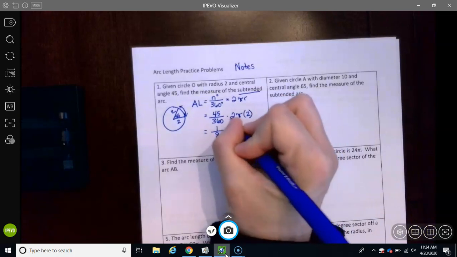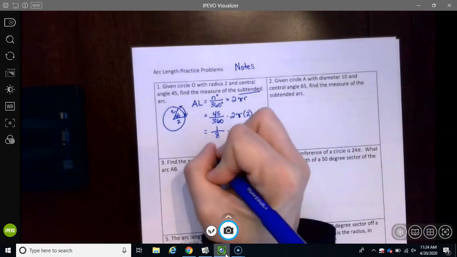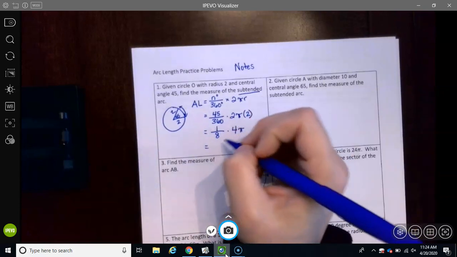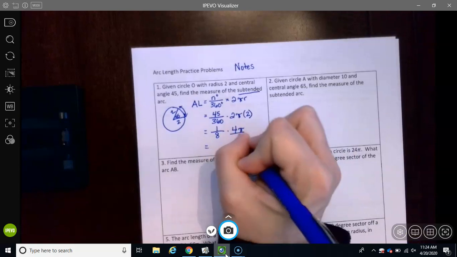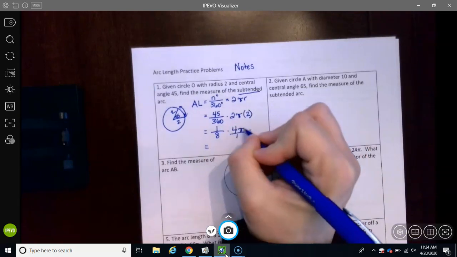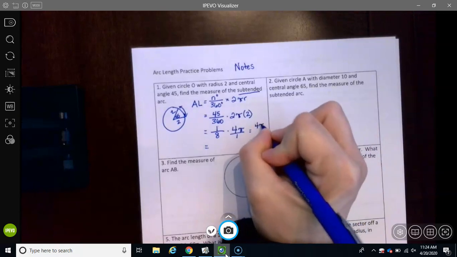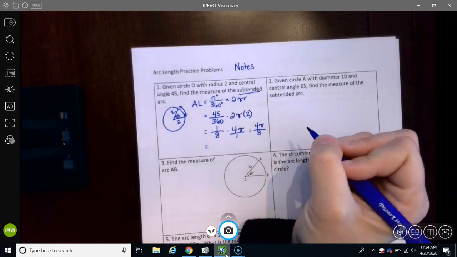And then we take 2 times 2 gives me 4 pi. And then to combine all that, 1/8 times 4 pi. You can think of that 4 pi as 4 pi over 1, multiply across. 1 times 4 pi gives me 4 pi. 8 times 1 gives me 8, and then reduce your fraction.